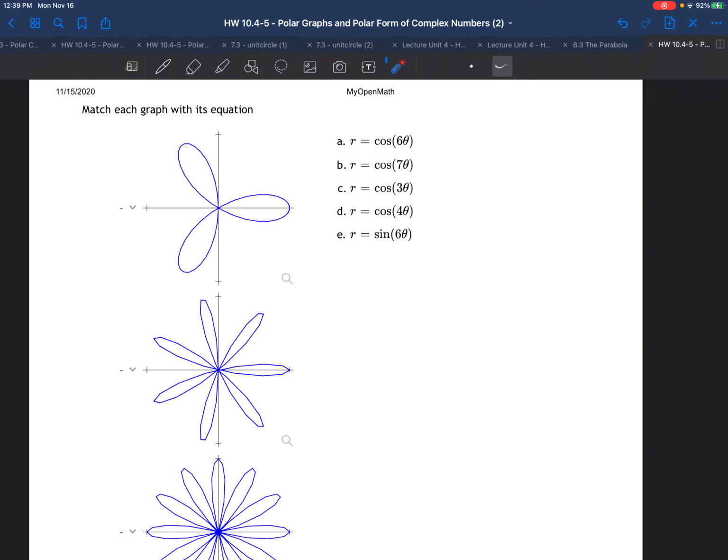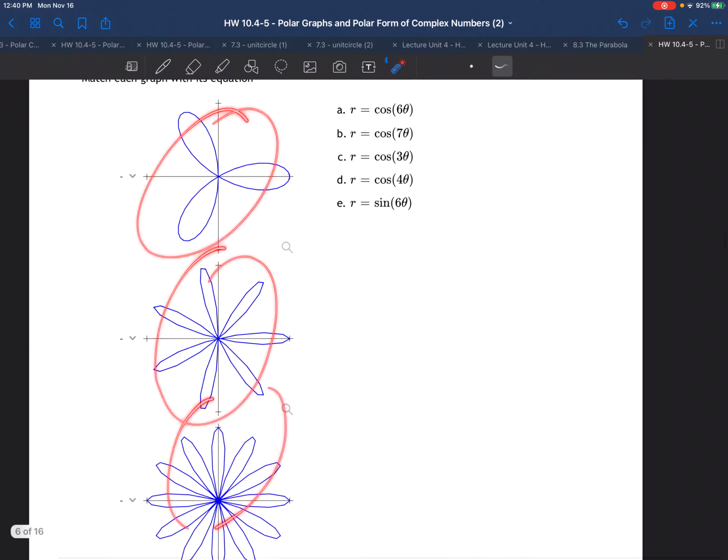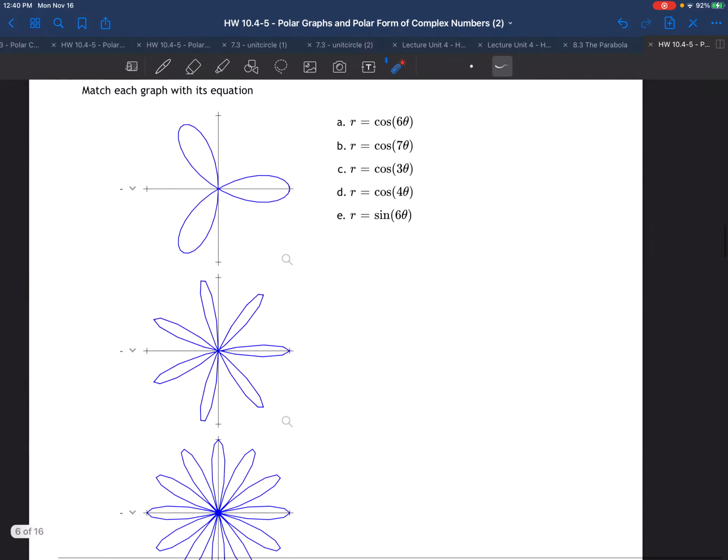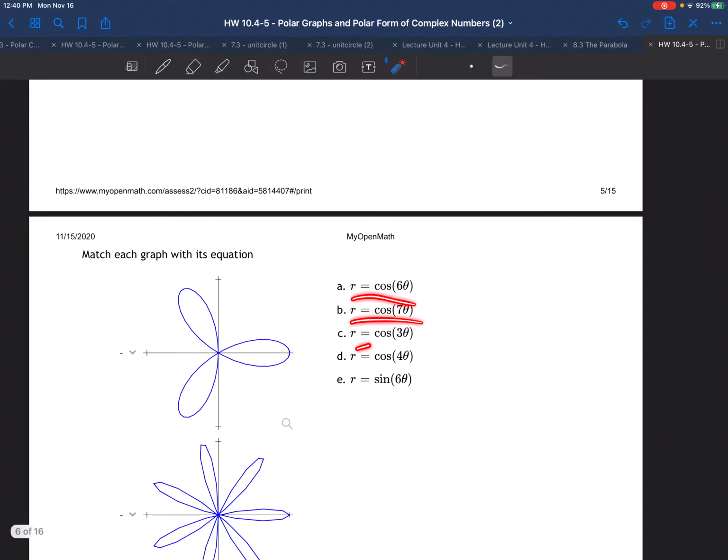Welcome to a question in which we are graphing roses. Each of these graphs, as it's a rose, these are called roses. We're supposed to match up, and there's one down here, these five roses with these various equations for the roses.